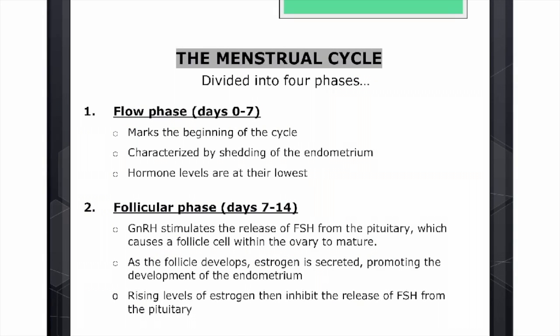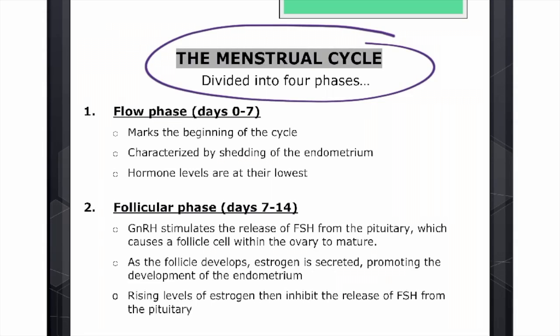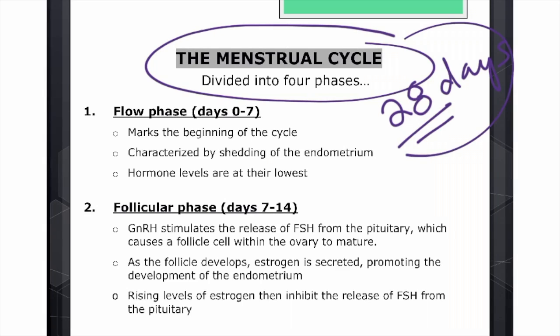Okay, so the menstrual cycle. A female will go through a menstrual cycle once every 28 days, approximately. A lot of the time in biology we do approximations. We're not saying that every single female's menstrual cycle is 28 days long, but we base it on that average.